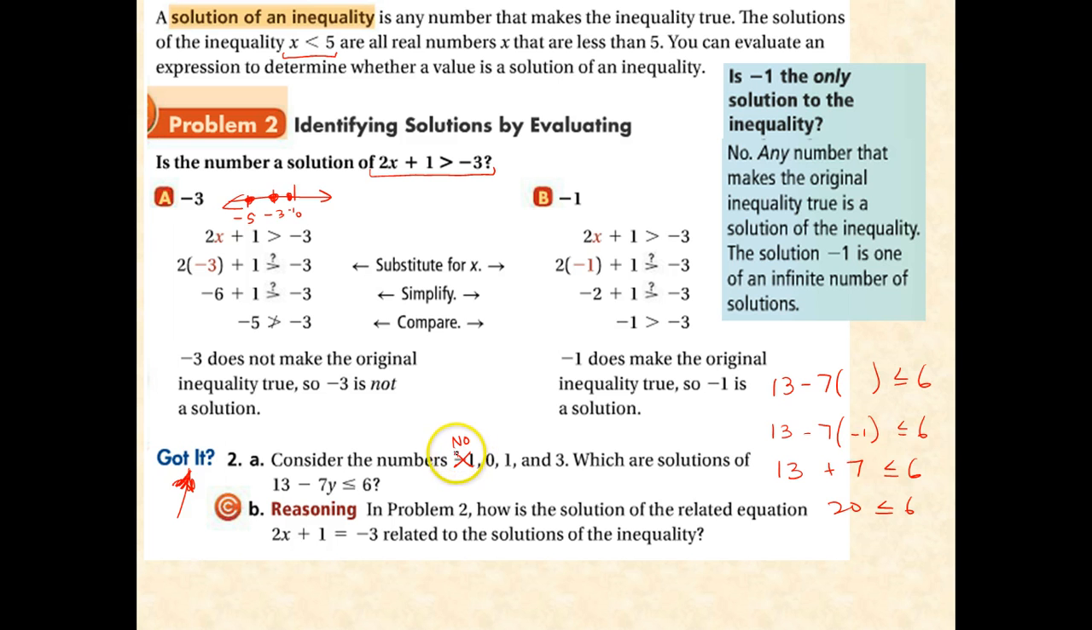How about 0? Is 0 a solution? 13 minus 7 times 0, so that's 13 minus 0. 13 minus 0 is 13. Is 13 less than or equal to 6? No. So that means that 0 was not a solution. How about 1? Negative 7 times 1 is negative 7. 13 minus 7 is 6. Is 6 less than or equal to 6? It's not less than 6, but it is equal to 6. So yeah, that's a solution.